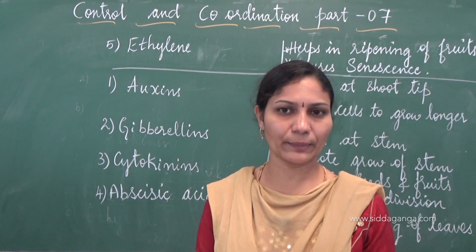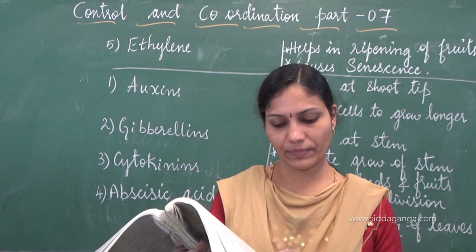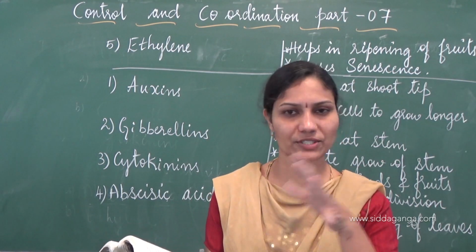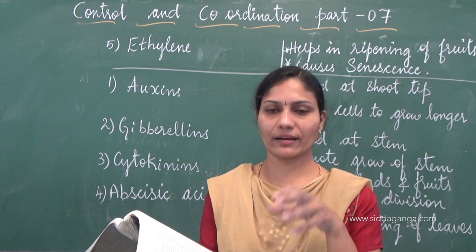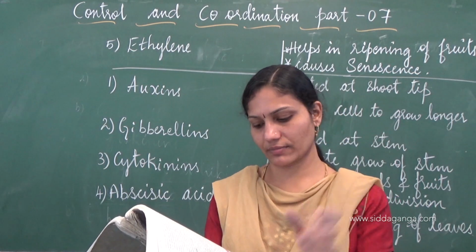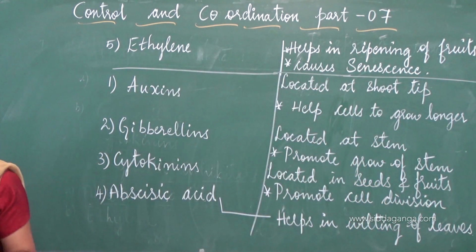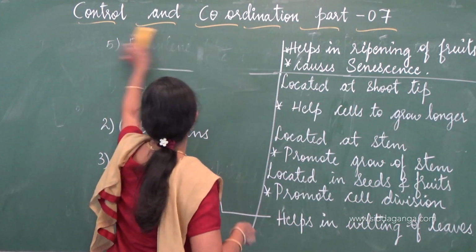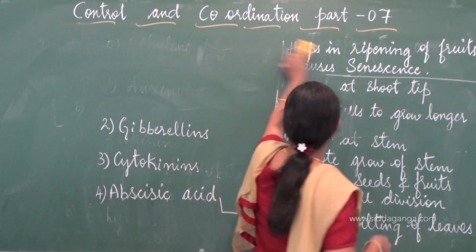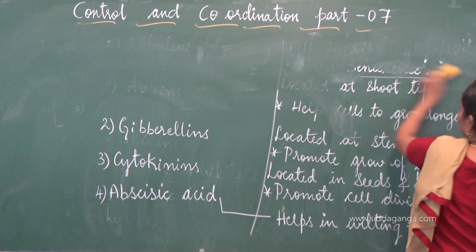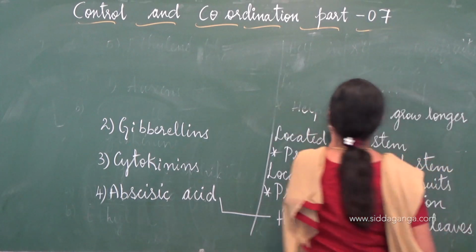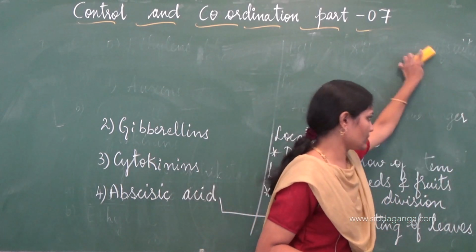You'll write 2 to 3 points for each of these. Okay, movement of leaves. You can make two columns and write the answer differentiating between them, or you can write a heading as movement of leaves, like this. I'll show you. Under the heading you can write a few points for each of these.